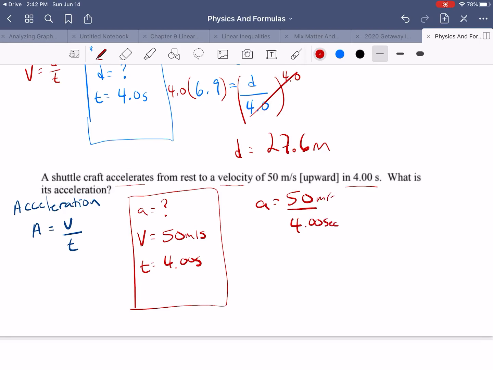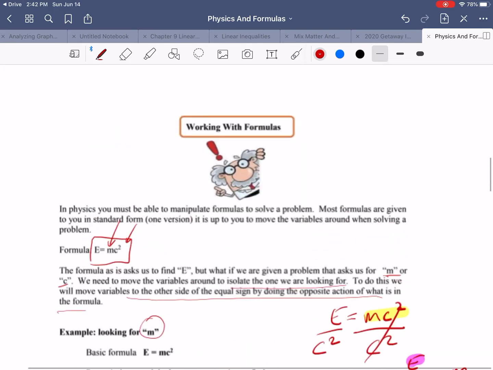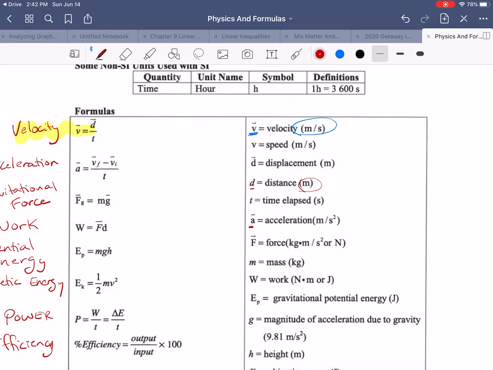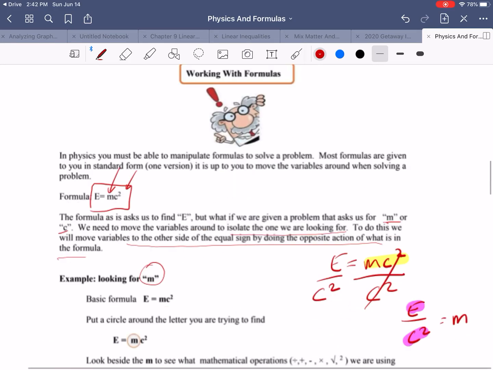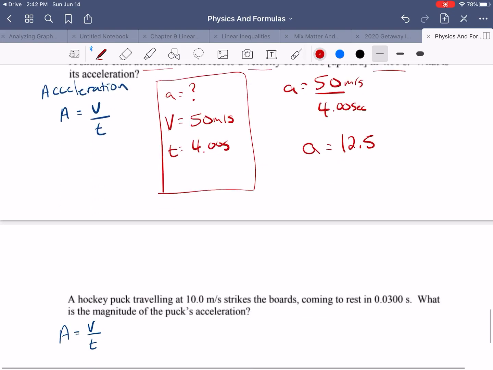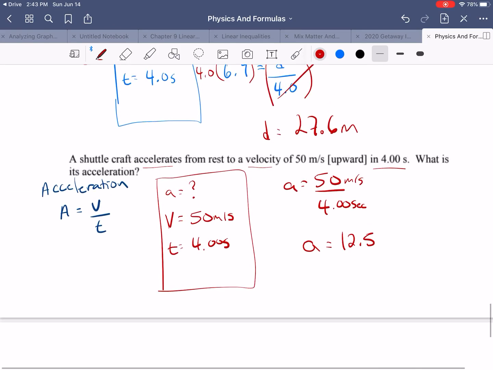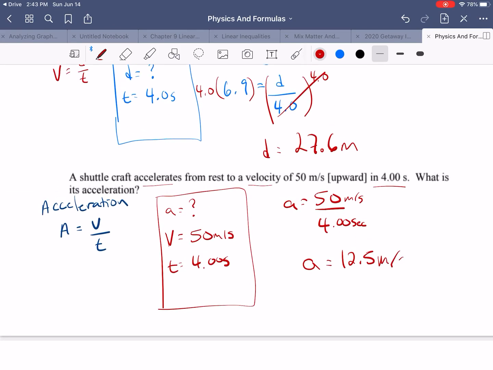This is meters per second. Okay, so 50 divided by 4 is acceleration equals 12.5. But I don't know what acceleration is measured in, so I'm going to go back up, find acceleration, meters per second squared. So you go ahead and do that. There it is. Meters per second squared. Now I'm done, my answer.